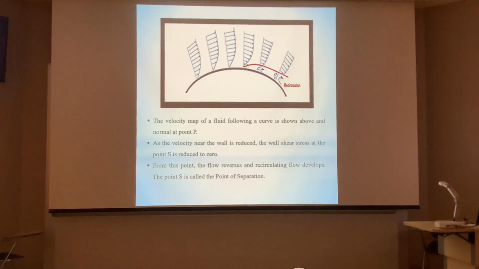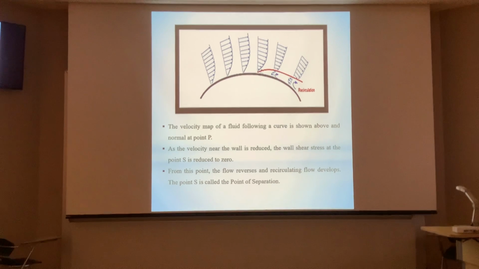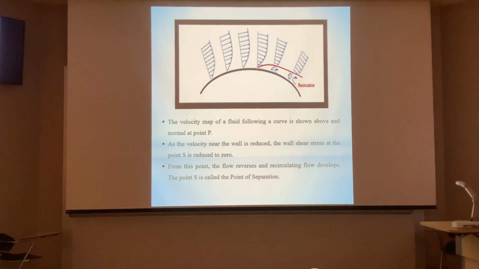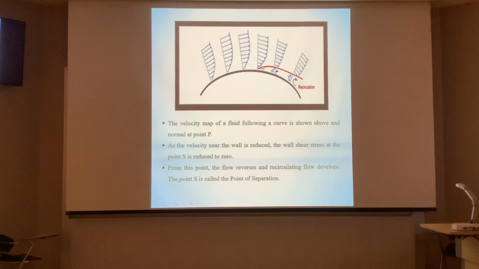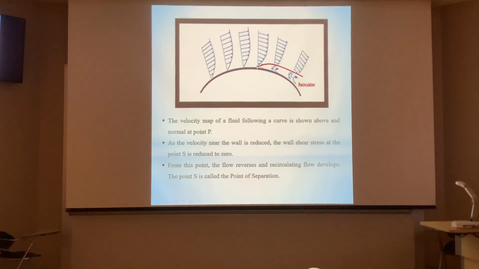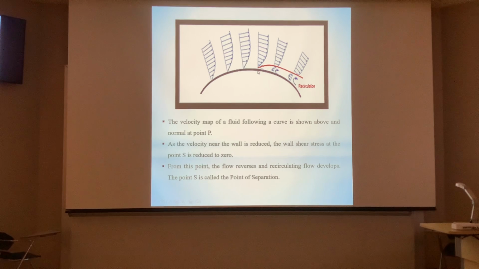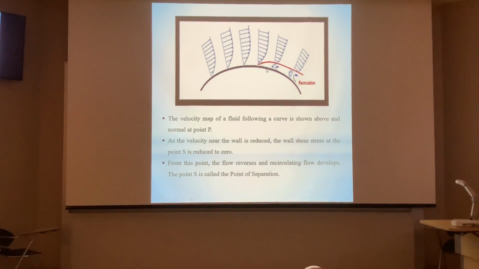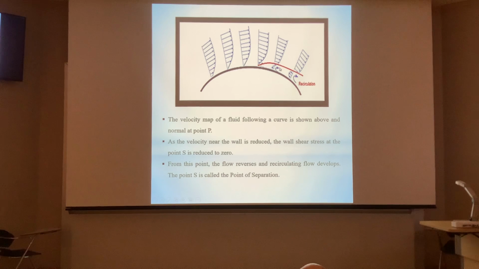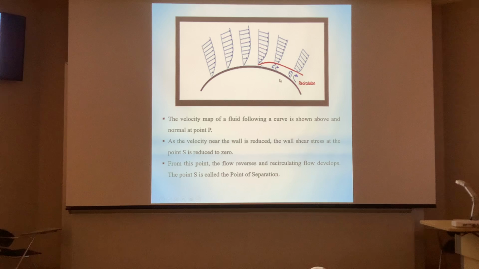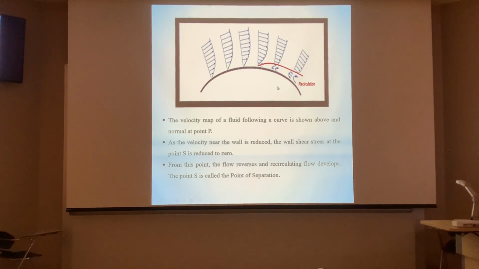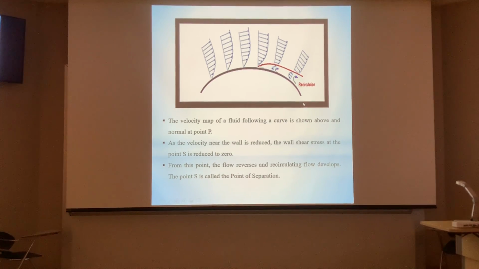formed. The velocity map of the fluid during the course is observed at the point P, in the middle of the opposite side of the airfoil, and the velocity near the wall is reduced by the friction. The wall shear stress at point S is reduced to 0, and from this point the flow reverses and recirculating flow will develop, and point S we call the point of separation.